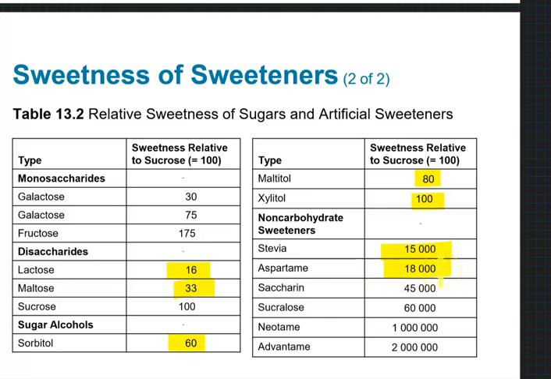So, I have a question for you folks. These are typical sweeteners that you're going to find in your local Starbucks, like aspartame and stevia and sucralose. Question: are they bad for you? Sweeteners.